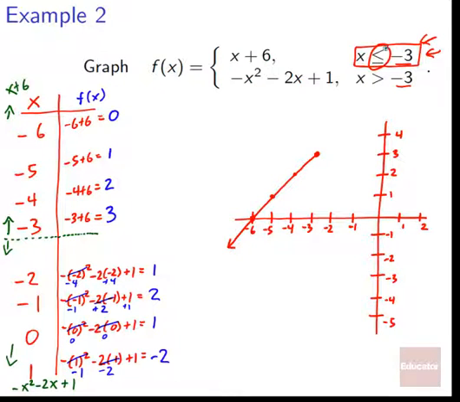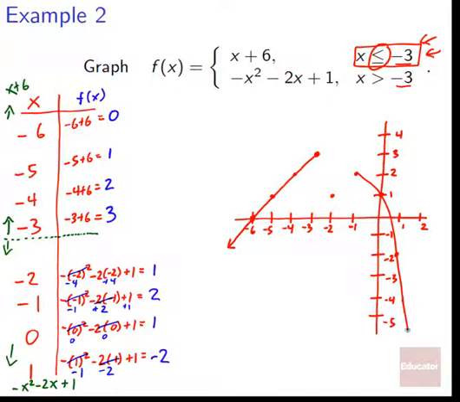Now, what about the parabola part of it? Well, we plug in negative 2. Negative 2 gets us 1. Negative 1 gets us 2. 0 gets us 1. 1 gets us negative 2, and 2 would continue down. So we've got a pretty clear parabolic arc going on here.